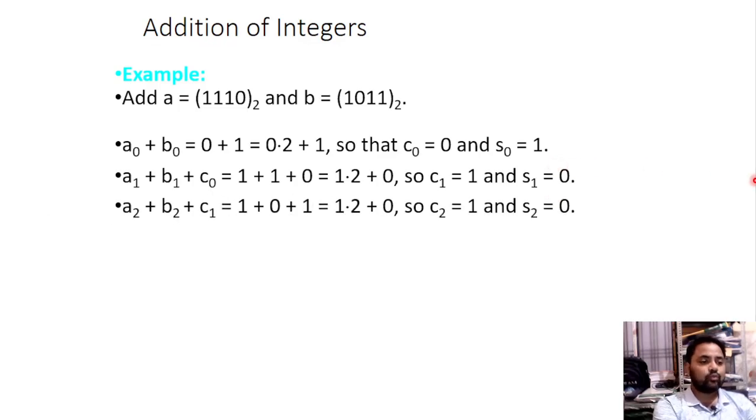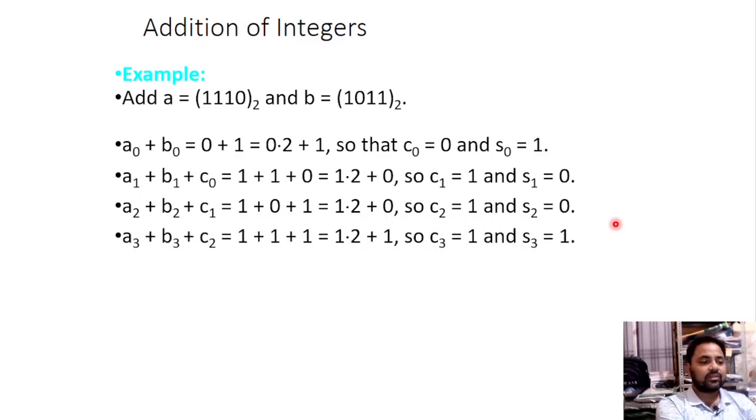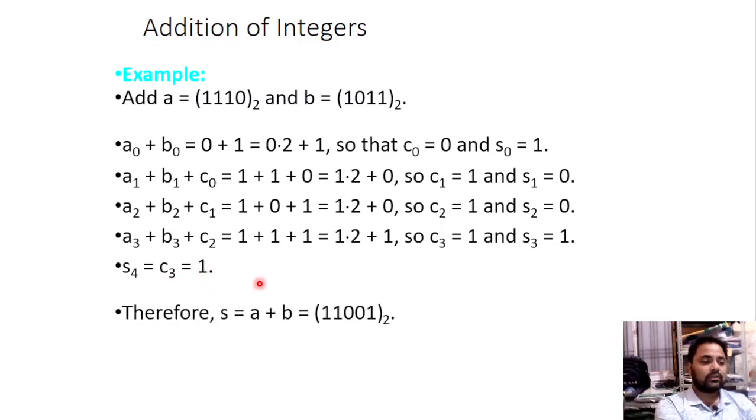Same here, a_2, b_2 and c_1. a_2 plus b_2 plus c_1 is equal to, we are just adding the bits, 1 plus 0 plus 1 is equal to 1 times 2 plus 0, so c_2 is equal to 1 and s_2 is equal to 0. Same, a_3 plus b_3 plus c_2 is equal to 1 plus 1 plus 1, which is 1 times 2 plus 1, so c_3 is equal to 1 and s_3 is equal to 1. Same, s_4 is equal to c_3, which is 1. So s is equal to a plus b, which is 11001 to the base 2.